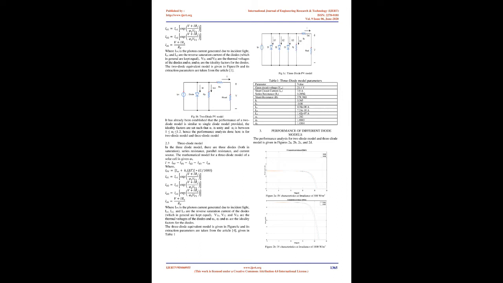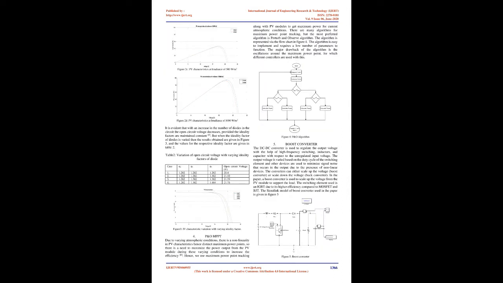Article 1. Fig 1c, three-diode PV model. Table 1, three-diode model parameters. Open circuit voltage, VOC, 21.1 V. Short circuit current, ISC, 3.8 A. Series resistance, Rs, 0.205. Shunt resistance, Rp, 578.38. 3. Performance of different diode models. The performance analysis for the two-diode model and three-diode model is given in Figures 2a, 2b, 2c, and 2d.